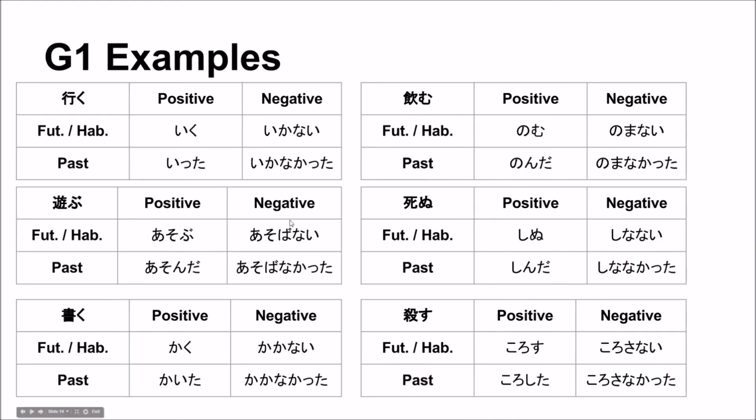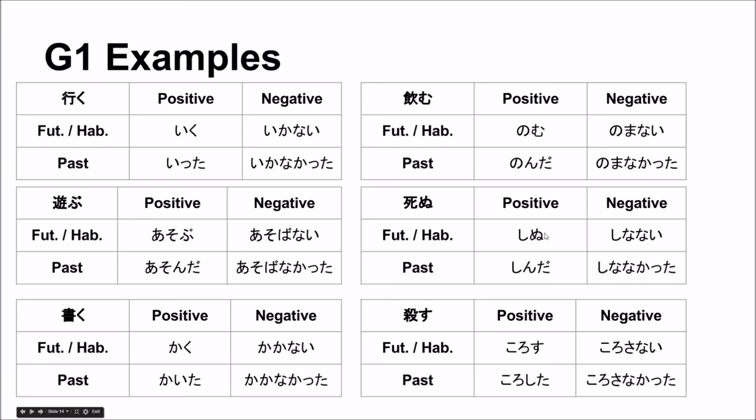Here are some examples. Notice that iku breaks the rule. Iku, I go. Ikanai, I don't go. Itta, I went. Ikanakata, I did not go. Nomu, I drink. Nomanai, I won't drink. Nonda, I drank. Nomanakata, I didn't drink. Asobu, I play. Asobanai, notice bu to ba. Asobanai is I don't play. Asonda, I played. Asobanakata, I did not play.